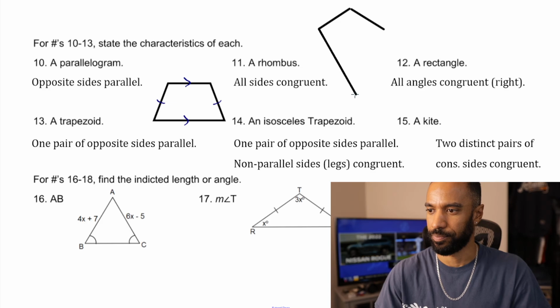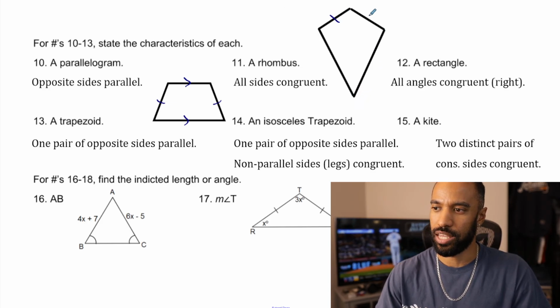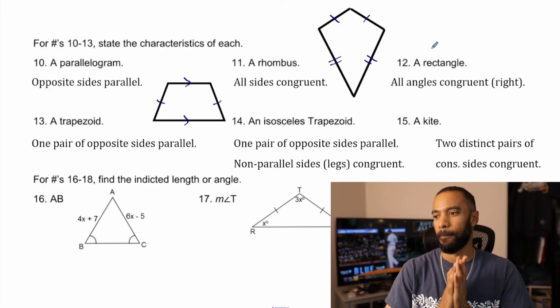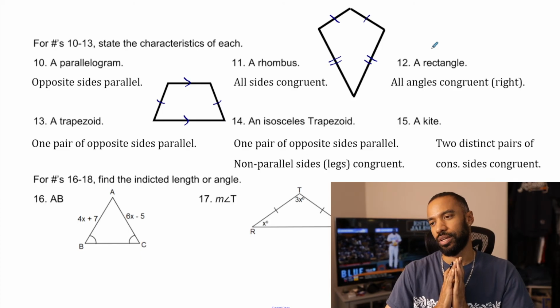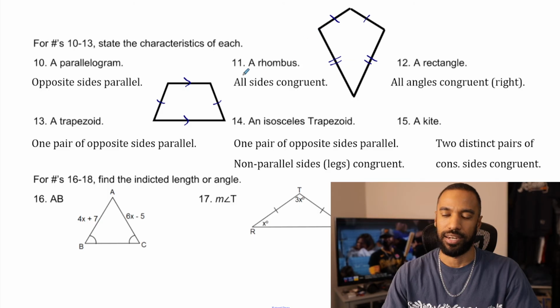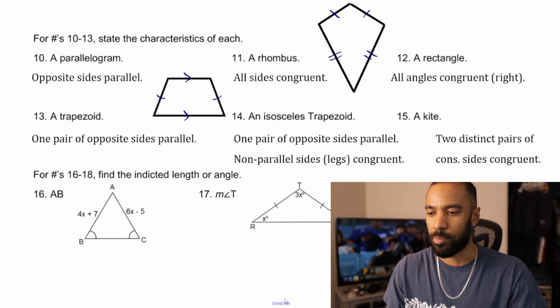Might not be perfect. But a kite is like this. These two consecutive sides are congruent. These two consecutive sides are congruent. But two distinct pairs of consecutive sides are congruent right there. So these are uniquely congruent compared to that, and they're consecutive. Okay.